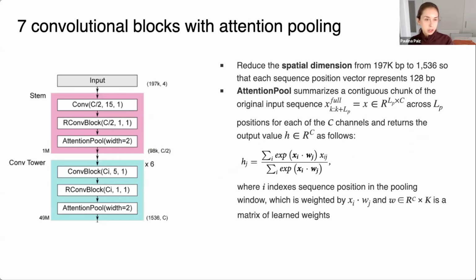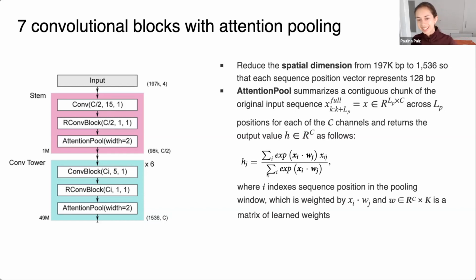Now, moving on to after the input, the first two blocks are the stem and the convolutional tower, and together these form the 7 convolutional blocks. They help to reduce the spatial dimension from 197K base pairs to 1,536, like you see here in the output size, so that each sequence position vector represents 128 base pairs. So that's sort of the effective receptive field that they're working with. And then attention pooling is one of the main innovations in this paper. It helps to summarize a contiguous chunk of the original input sequence.